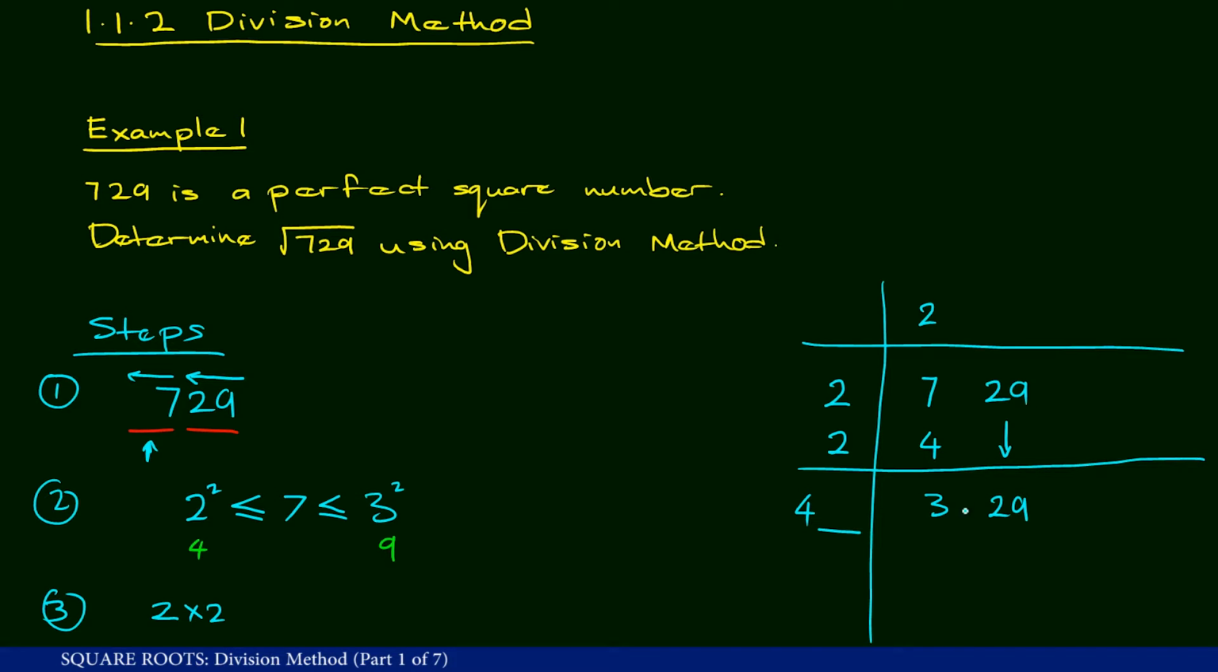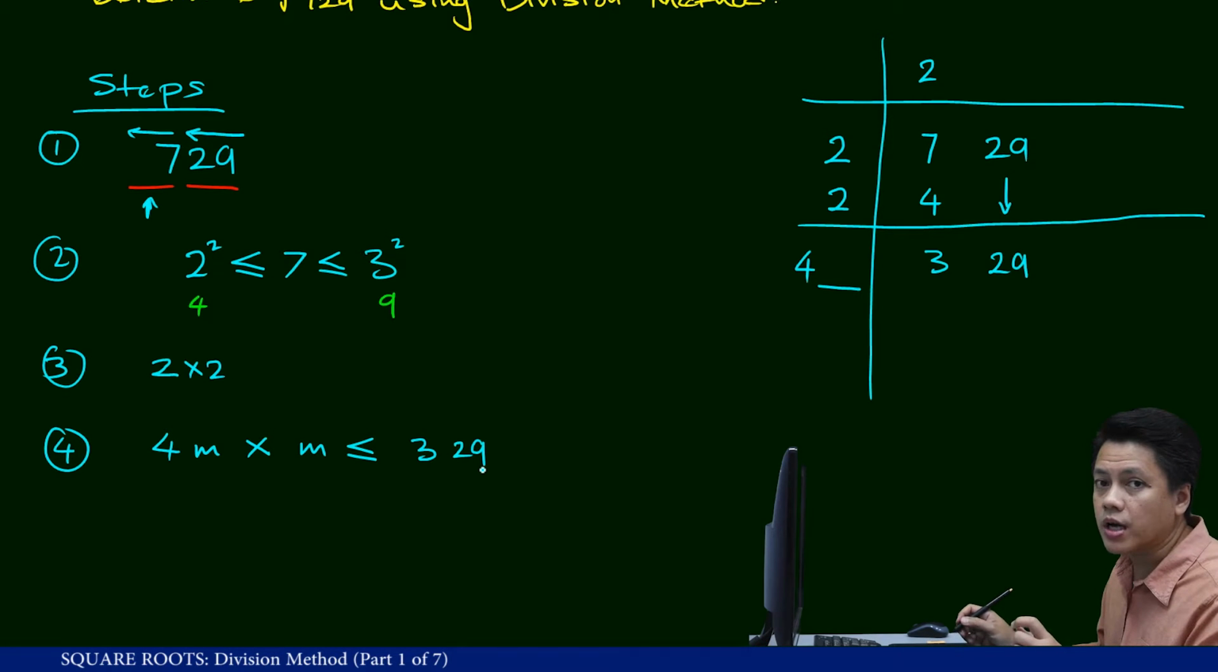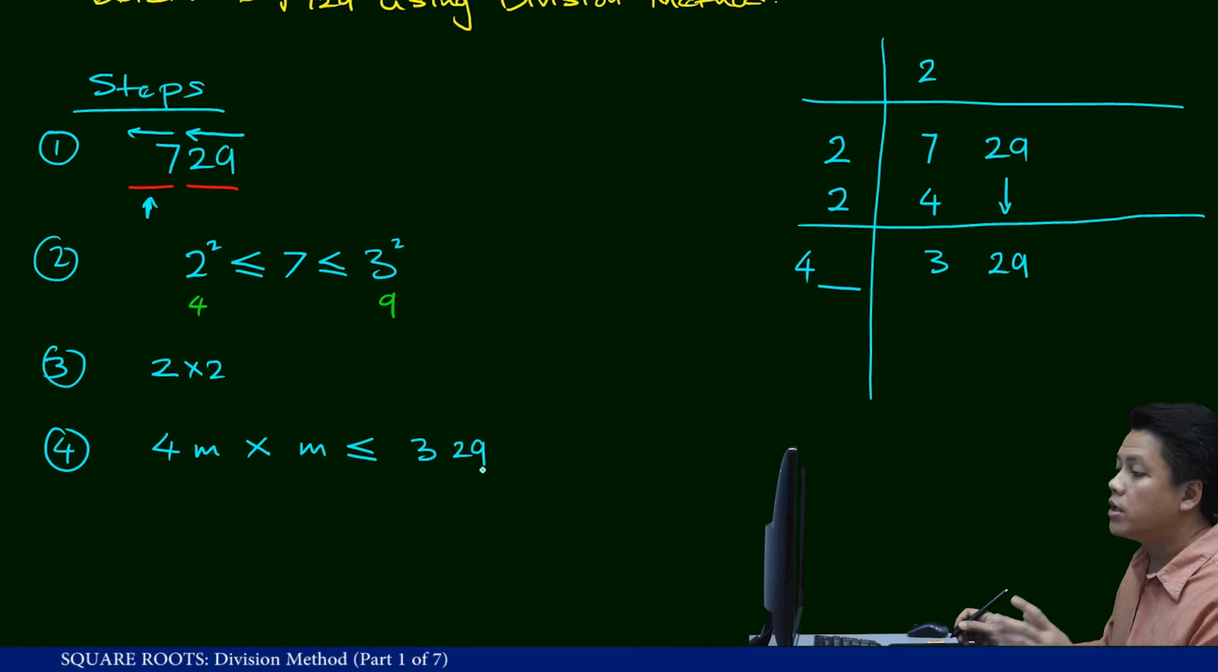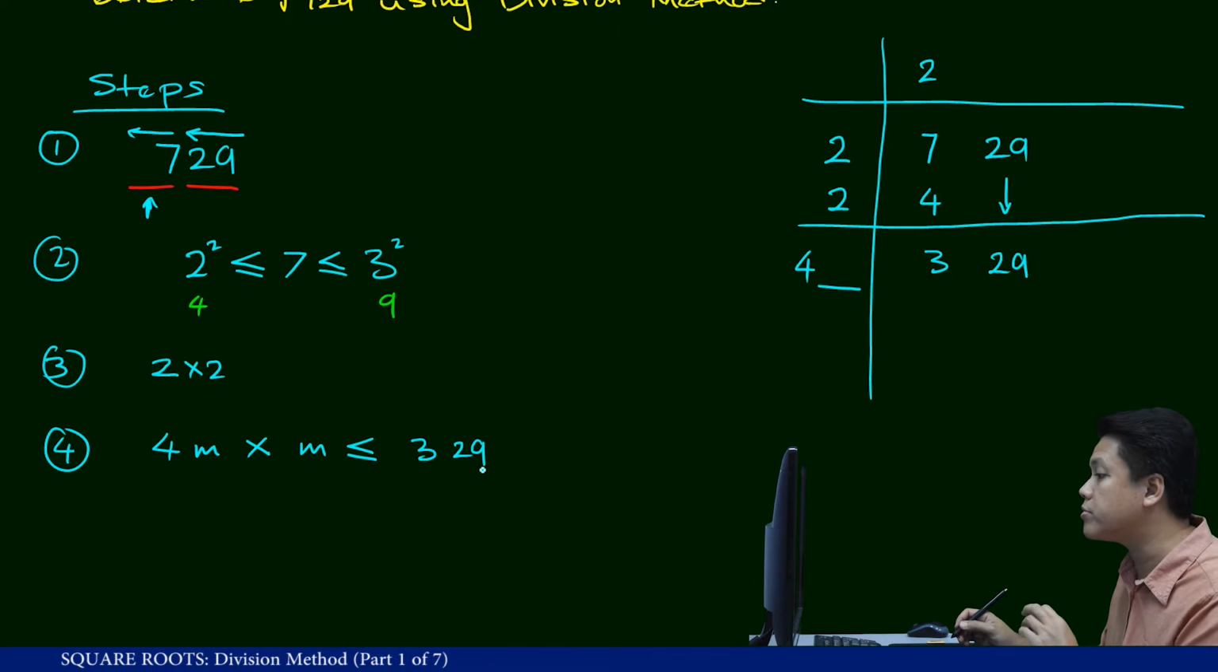Step 4 is very important. We want to find out the digit here, such that when we have 40-something, let's call this digit M, and we multiply that with that digit again, the result must be less than or equal to the dividend, which is 329. Now we're going to need to do some trial and error. So what is going to be the digit? 40-something times M. What is going to be the result?